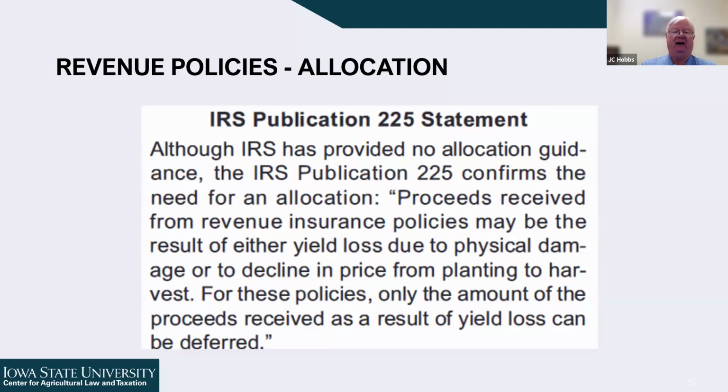Now, Farmer's Tax Guide, IRS Publication 225. You read through there, and it gives some substantiation for why proceeds received from revenue insurance are not allowed to be deferred, because typically with those policies, the amount to be received is a result of price declines, and that market yield, market number is usually one year after harvest. So it's not allowed to be deferred.